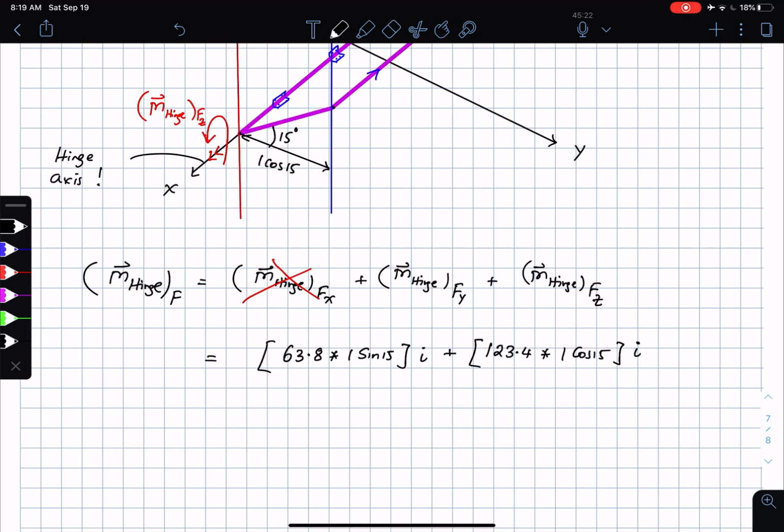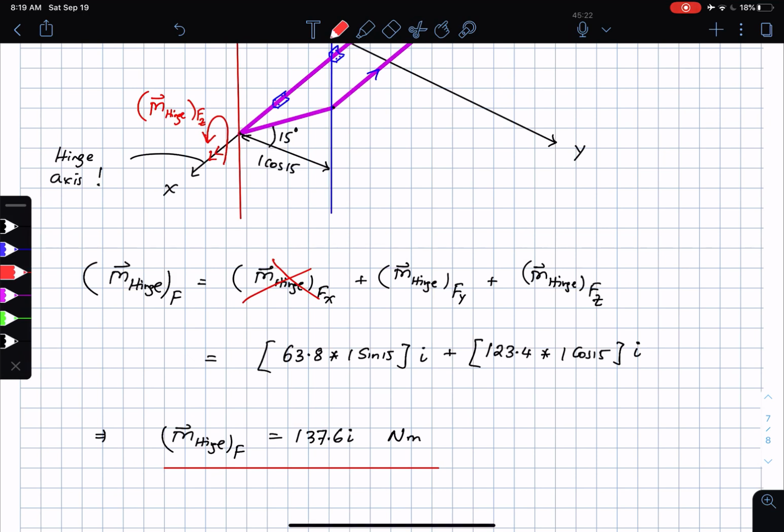So I can add them up together as vectors, which tells me that M hinge due to the force F, if I add these two up, I should hopefully get the same answer that I had in the previous situation, which is around 137.6 i Newton meters. Okay, and this is by using the scalar approach.